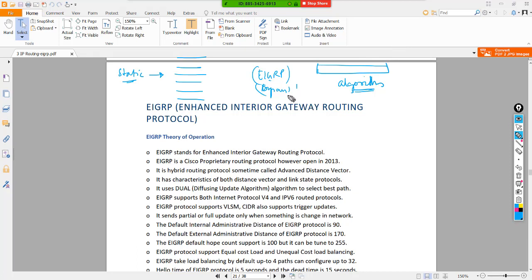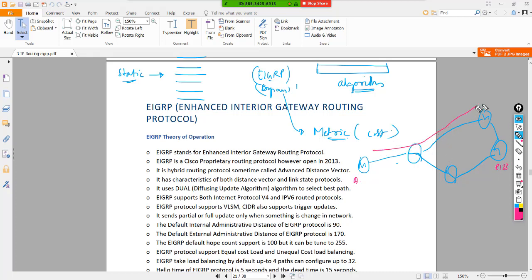Okay, so it only checks one basic thing about the path selection, and that is called the metric. Metric is nothing but cost. So from the EIGRP point of view, let's say it has to go via multiple routers. Let's say the packet was meant to go from A to, let's say, R123.